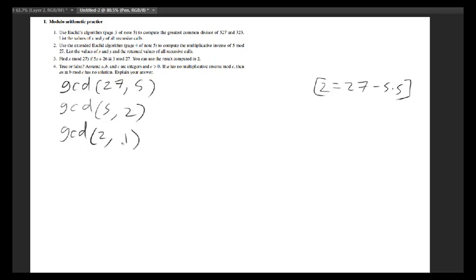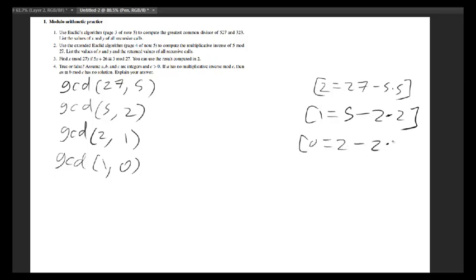Why is 5 mod 2 1? Because 1 is 5 minus a multiple of 2. In our case, 2 2s. The GCD of 2 and 1 is the GCD of 1 and 2 mod 1, which is 0, because 0 is 2 minus 2 1s. And finally, a 0 has popped up. We're at our base case. The GCD of 1 and 0 is 1.